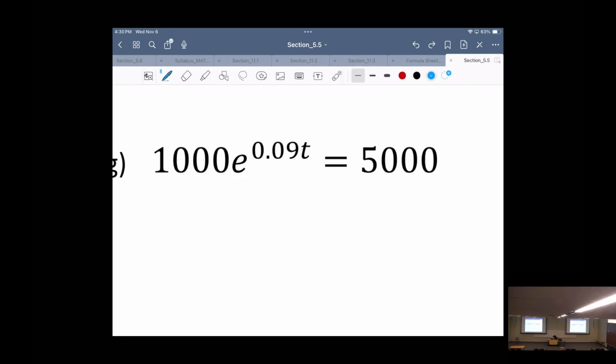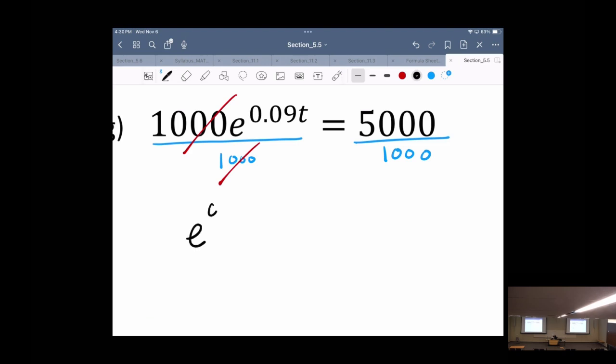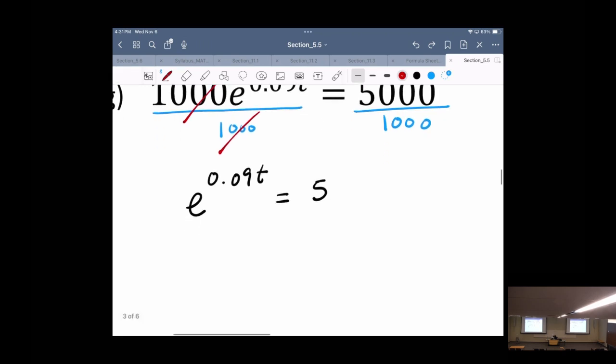And how do we do that? We can divide both sides by 1,000 to get rid of that 1,000 in front, right? So then the 1,000 can cancel out. We can get e to 0.09t equals 5 on the right side, right? Now, because this base is e and there is no number in front, you see that? That number in front is gone. So this is considerably simpler to take the natural log of. Let's go ahead and take the natural log of both sides.